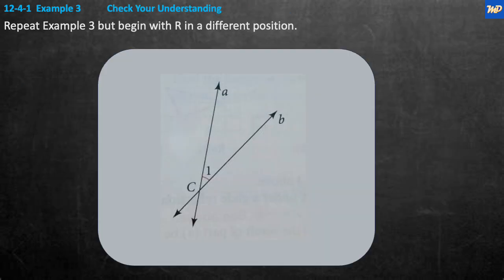Okay, example 3, check your understanding, is to repeat example 3, but begin with R in a different position. So why don't you go ahead and try it. You can draw up your cross lines. The angle doesn't really make much difference. We're not asking anything about degrees anymore. It's just to see the idea of the rotation. So why don't you try it? When you come back, we'll try it together.